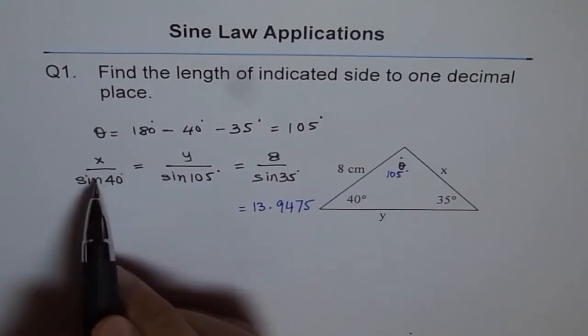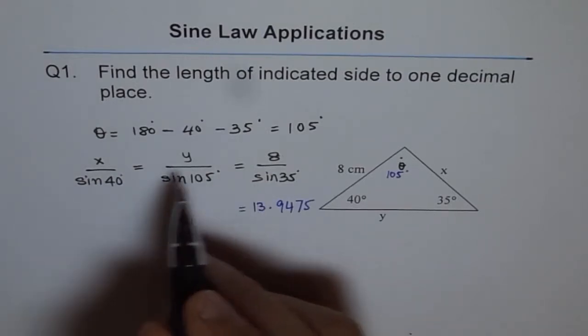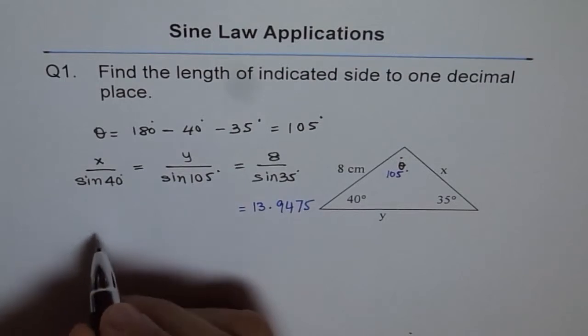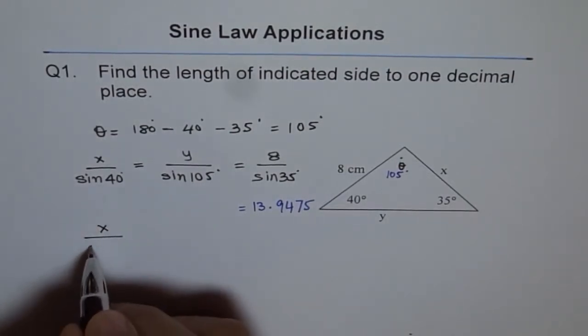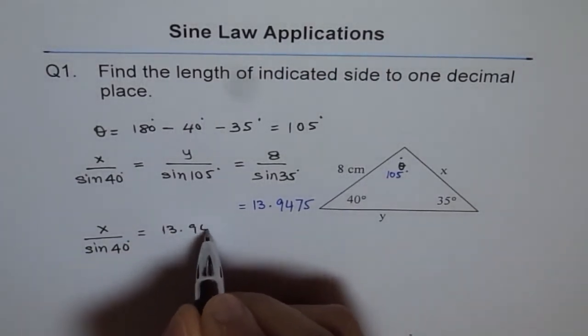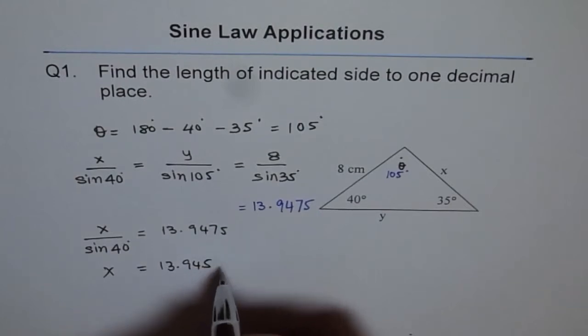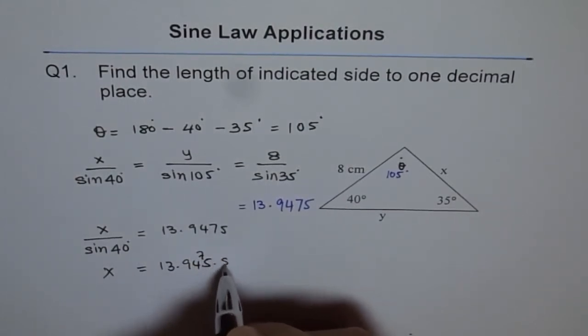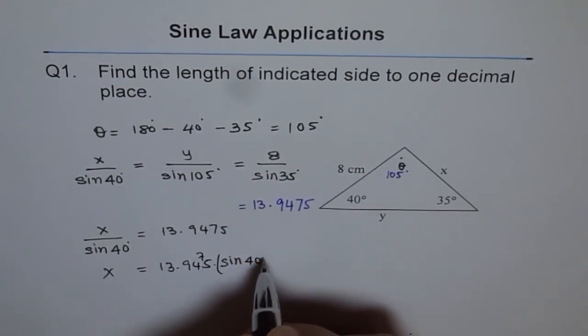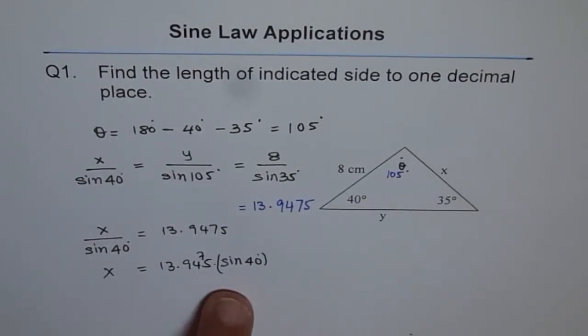Now we can independently use these two equations and find what x is and what y is. You get the point. So this is equal to that. That means we can write x over sine 40 equals the constant 13.9475, and therefore x equals 13.9475 times sine of 40 degrees. Use the calculator. I still have 13.947575 in my calculator. I'm just multiplying by sine of 40, and I got 8.96.